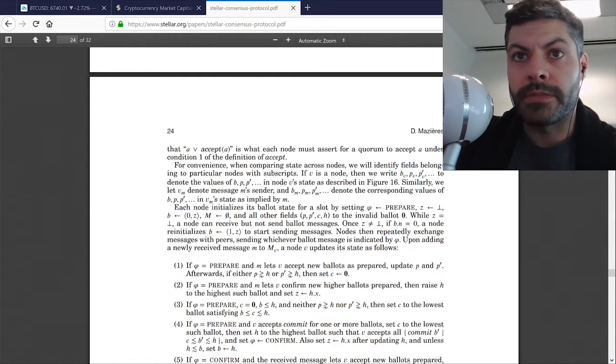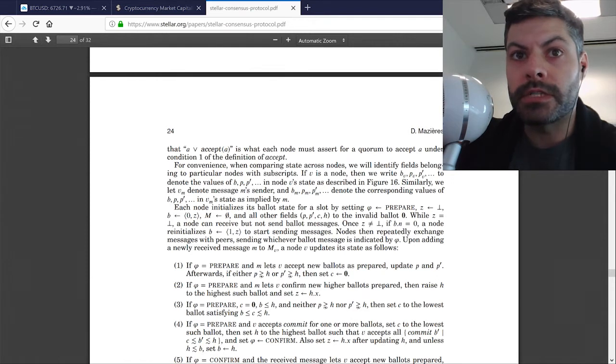Each node initializes its ballot state for a slot by setting phi to prepare, Z to false, B to the tuple <0, Z>, M to 0, and all other fields P, P prime, C, H to the invalid ballot 0. While Z equals false, a node can receive but not send ballot messages. Once Z is not equal to false, if B.n equals 0, a node reinitializes B to the tuple <1, Z> to start sending messages. Nodes then repeatedly exchange messages with peers, sending whichever ballot message is indicated by phi.